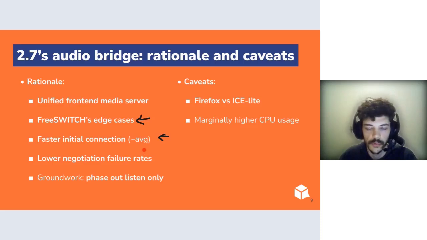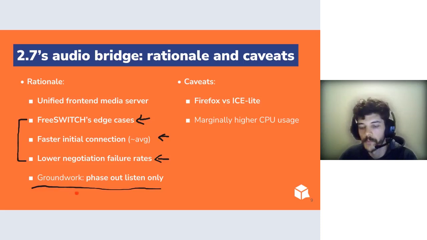FreeSwitch has some problems with Firefox mainly regarding connection times, but also Chrome, and we wanted to lower those times. We also wanted to lower negotiation failure rates for audio, and that ties closely to FreeSwitch edge cases. And finally, we wanted to lay the groundwork to phase out the listen-only mode, which I will expand on later, on why that's important, but that's one of the rationales of the new audio bridge.